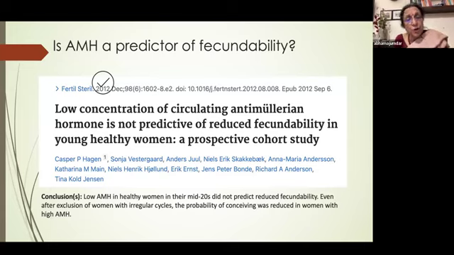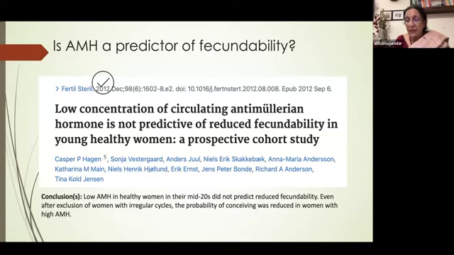Even after exclusion of women with irregular cycles, probability of conceiving was reduced in women with high AMH. So, they said high AMH with irregular cycles will have a reduced fecundability, like PCOS women who don't ovulate. But those who have a low concentration of circulating AMH and they are having regular menses, their fecundability, this is absolutely natural cycles where you've not touched them with the medicine.